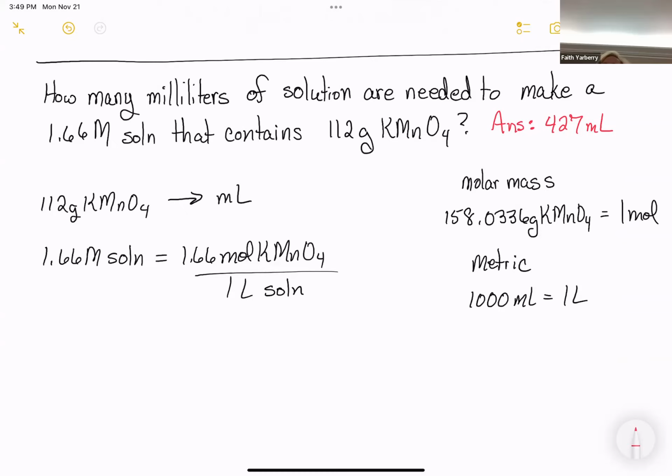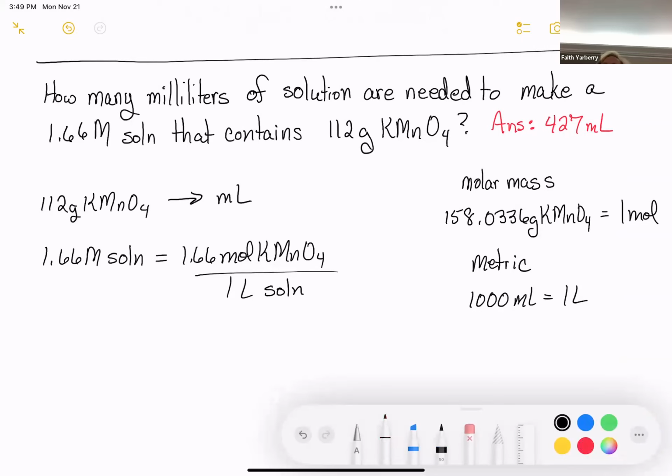Okay, so let's look at this problem. First thing you do is figure out you've got 112 grams of KMnO4 and a 1.66 molar solution. By breaking the molarity down into its subunits, you find you've got 1.66 moles of KMnO4 per 1 liter of solution. By breaking the molarity down, it is obvious that you should start with the grams of KMnO4 to convert that into milliliters.